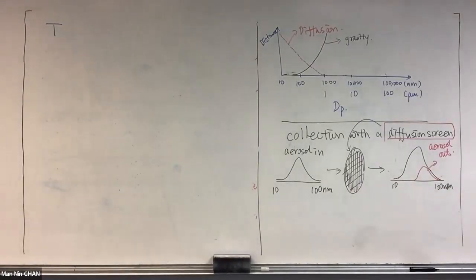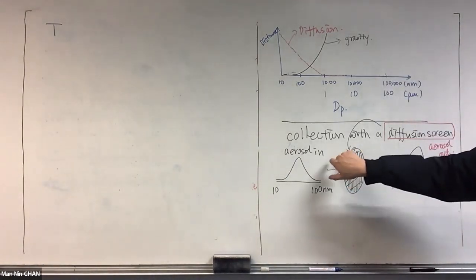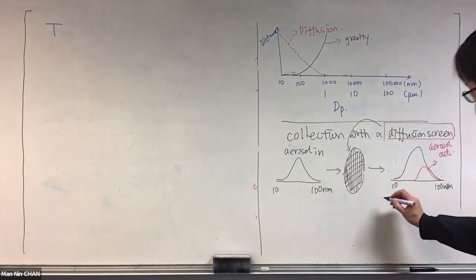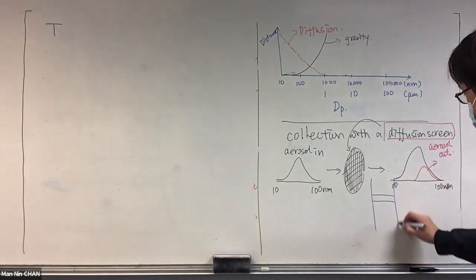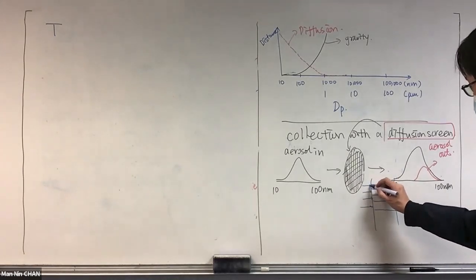I got a question. When we say we remove small particles by diffusion, does the large particle pass through the diffusion screen? For this diffusion screen, you are right. Not showing here, but you can imagine the diffusion screen is something like this. You have multiple channels when your aerosol goes through, like this.